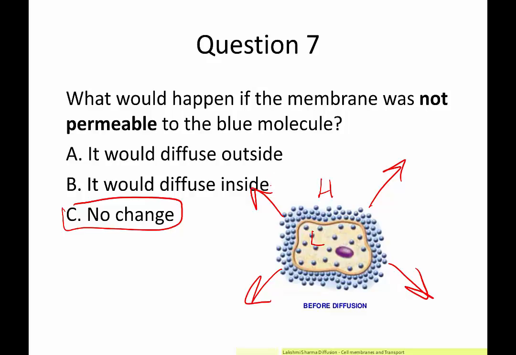So A and B are, would it diffuse outside the cell or would it diffuse inside the cell? And that leaves us with C, no change. Again, the plasma membrane is not permeable to the blue molecule, so we're not going to see any diffusion happening.